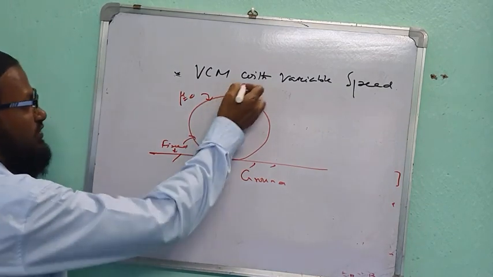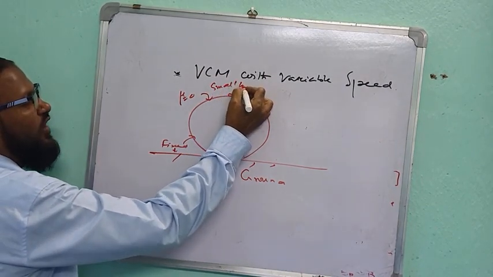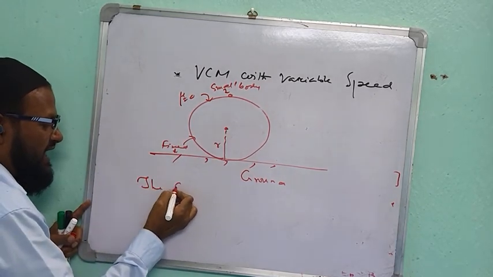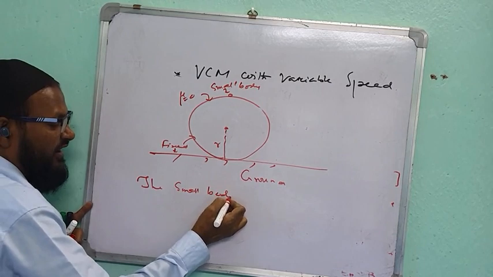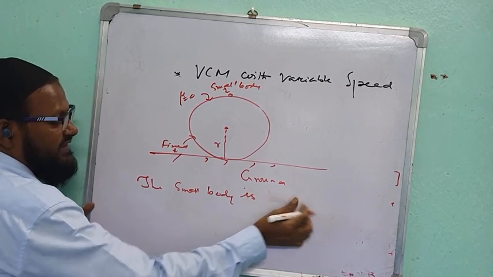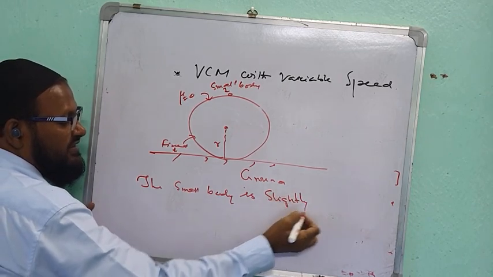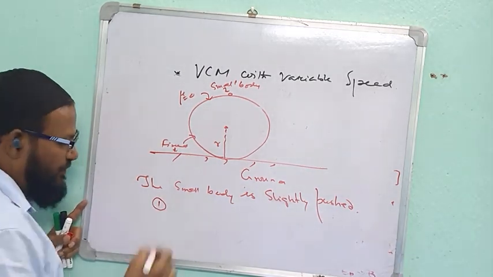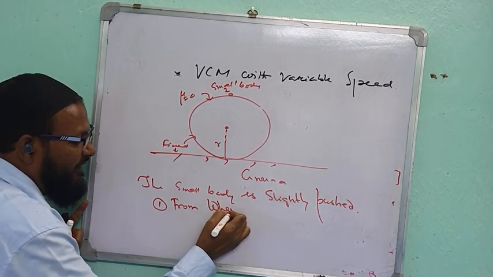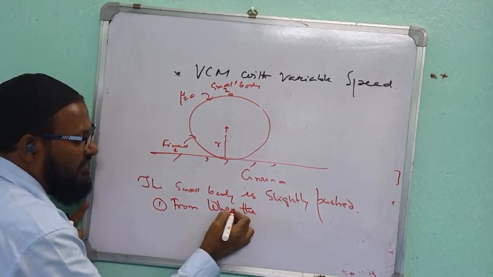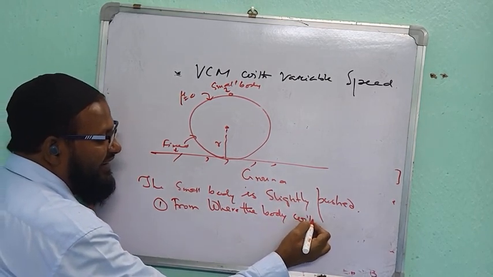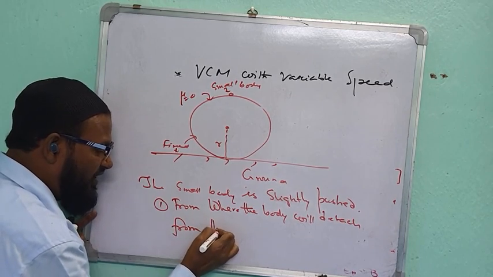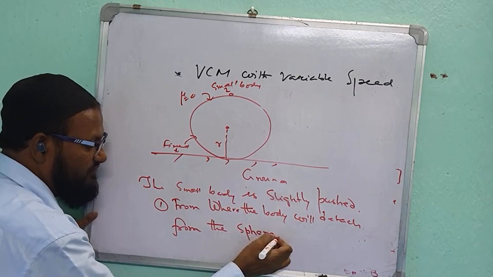Now, the small body, this is a small body. A small body means its radius or dimension is neglected. The small body is slightly pushed. This is the question. Question number one. From where will the body detach from the sphere? This is the question.